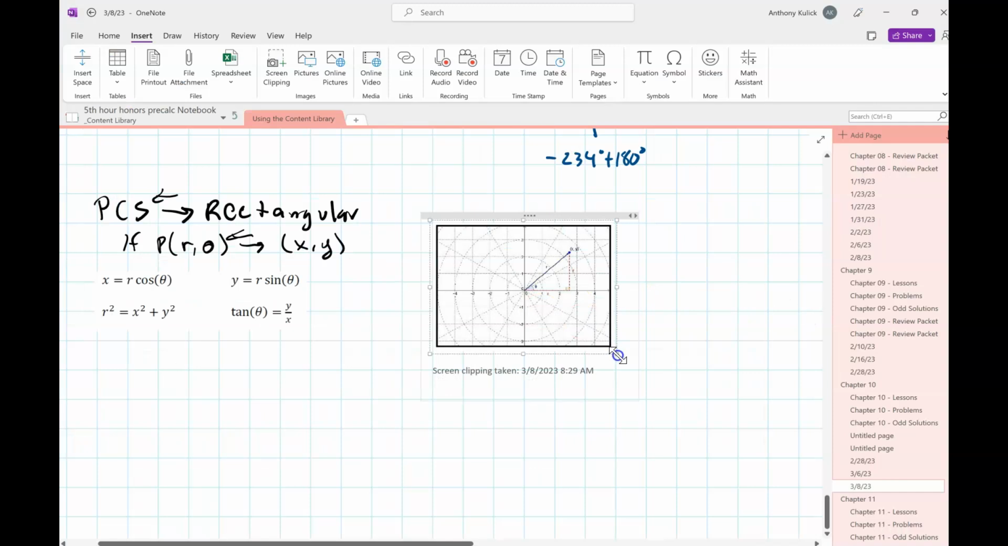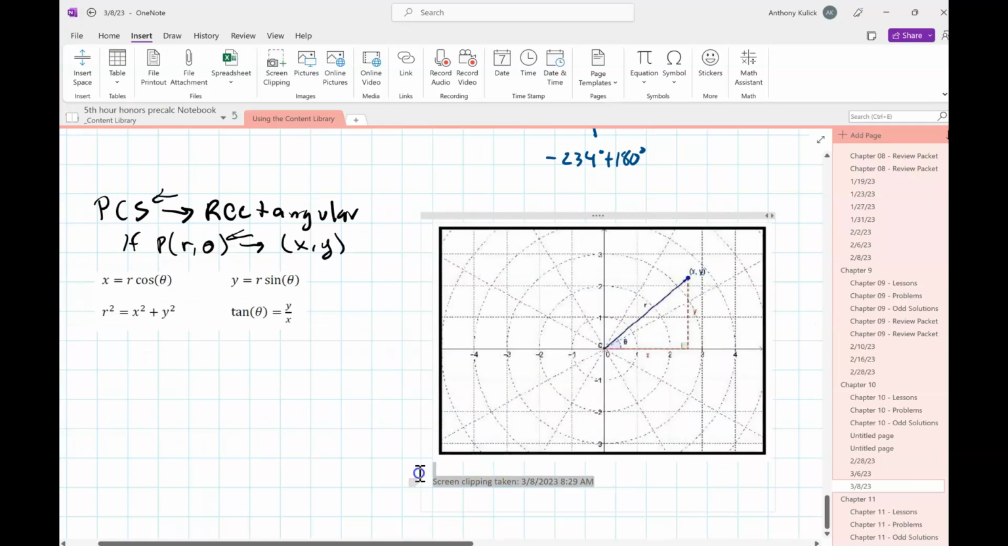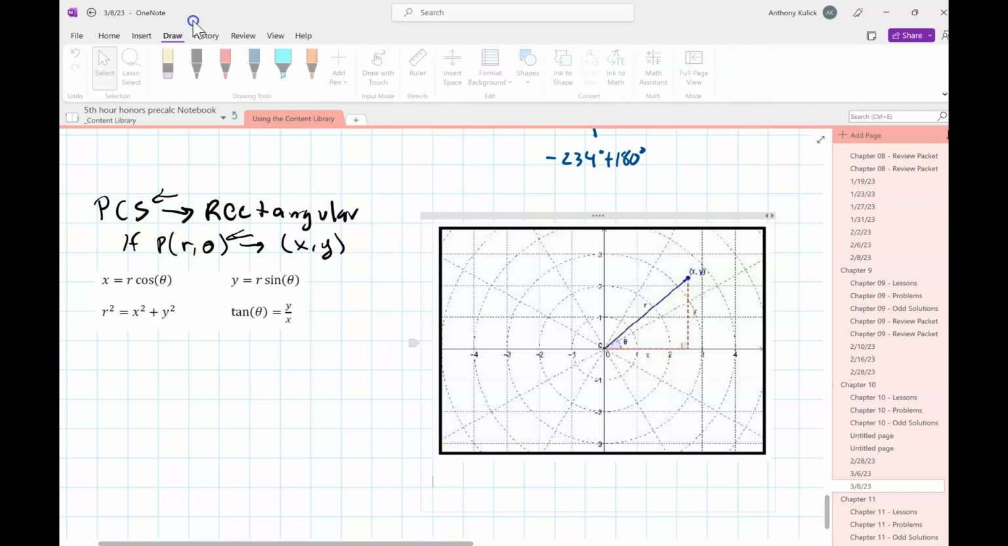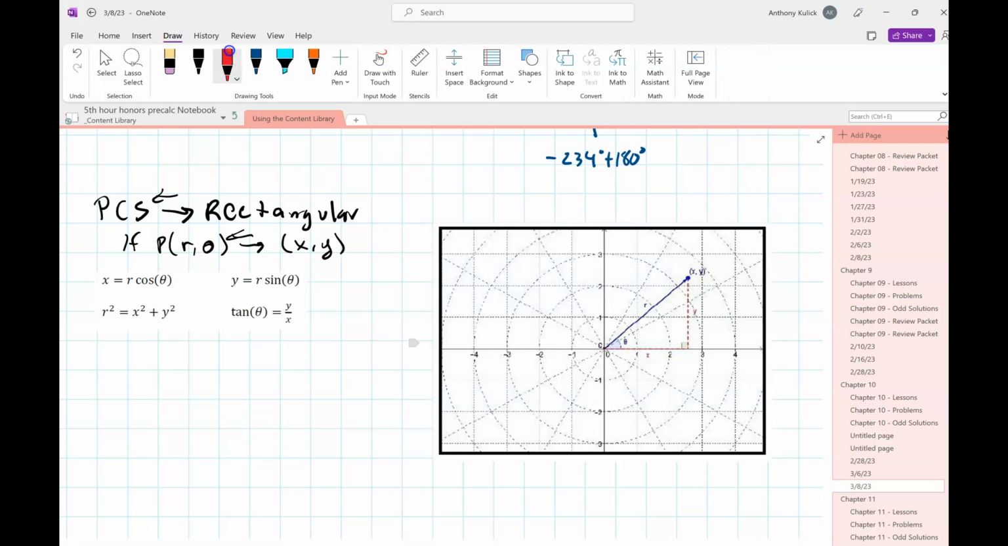So again, just to get a picture of what's going on. If I plot my point r, theta, there's my theta, there's my r. If I want to convert that into an x, that side is just going to be r times cosine theta. The y side is just going to be r times sine theta. Or if you have the x and y and want to figure out the r and theta, use the Pythagorean theorem to find the r and use tan inverse to find the theta, right?